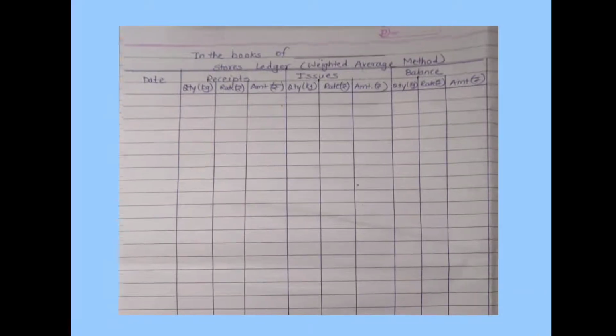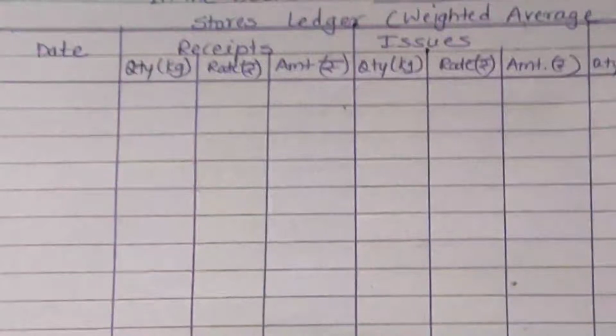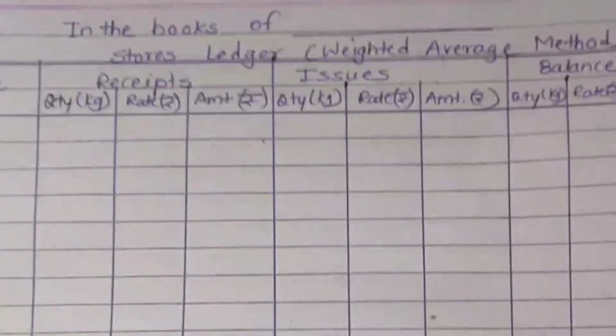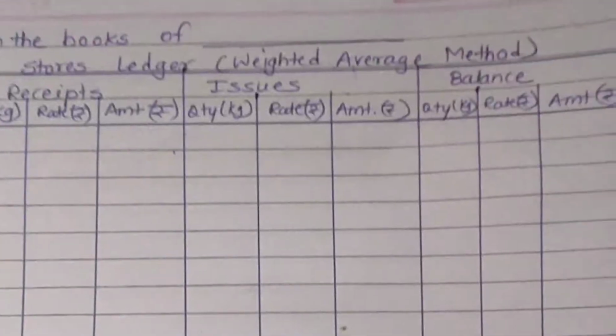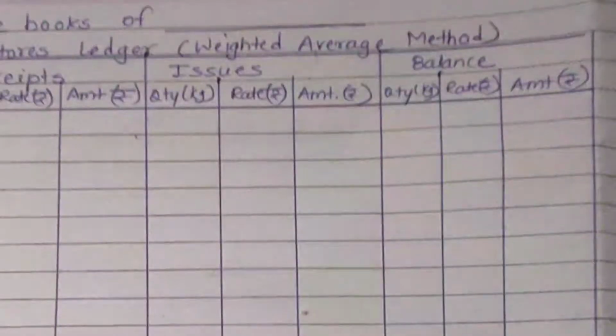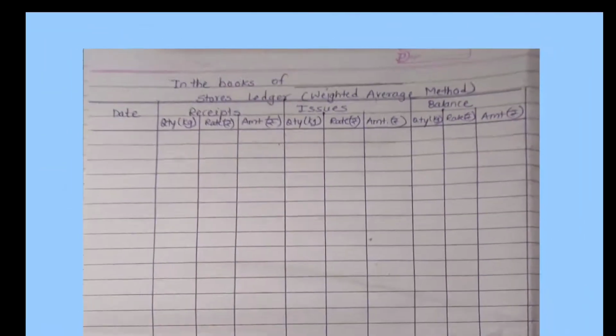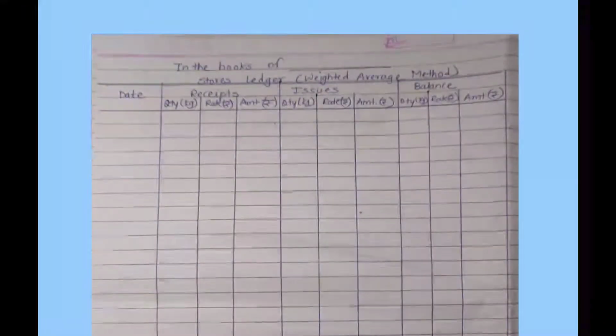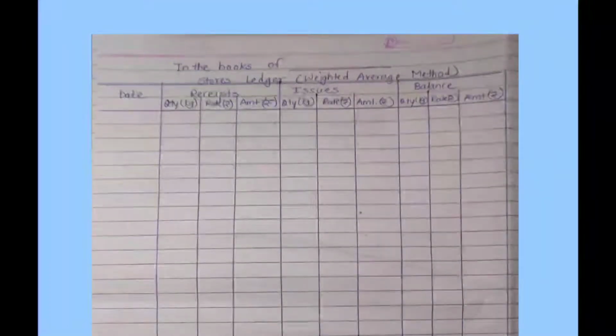Just like the FIFO method, you have to draw the stores ledger. Give the heading in the books of dash dash. Here the name of the firm is not given. Stores ledger, in brackets weighted average method. First column is the date column. Then receipts column with quantity in kgs, rate in rupees, amount in rupees. Issue column, again 3 sub columns: quantity, rate and amount. And for the balance also quantity, rate and amount. So three columns in each of receipt, issue and balance.